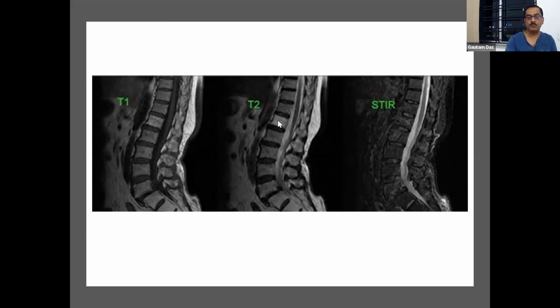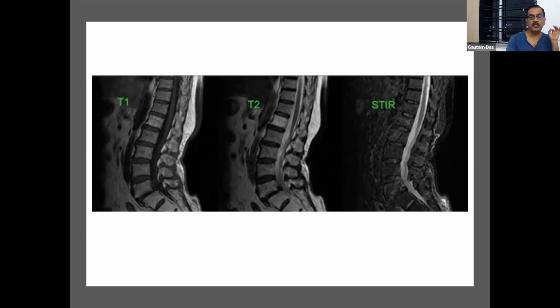This is looking white, so you can understand that this vertebral body, which one? 5, 4, 3, 2, 1. That means the L1 vertebral body has fatty infiltration. We can say this because here also it is looking white, here also it is looking white. So most likely this vertebral body has fatty infiltration. And then come to the STIR. STIR, what looks white?